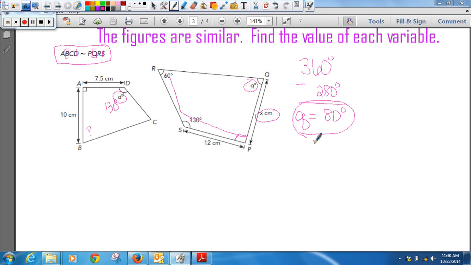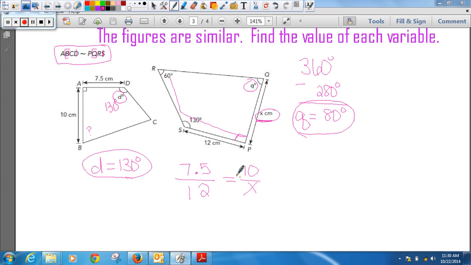Now I need to find the other things that are missing. Well, another one is the angle D, and I already know that because D was equal to S, so D is 130 degrees. So I have 2 of the angles. I now only have to find the missing side length. So I know I'm going to have to use a ratio. Well, 7.5 AD corresponds with SP, which is 12. So my ratio is 7.5 over 12. That has to be the same ratio as the other two of 10 over X.